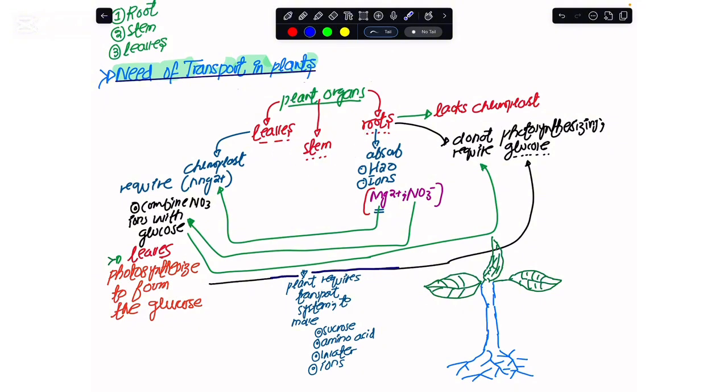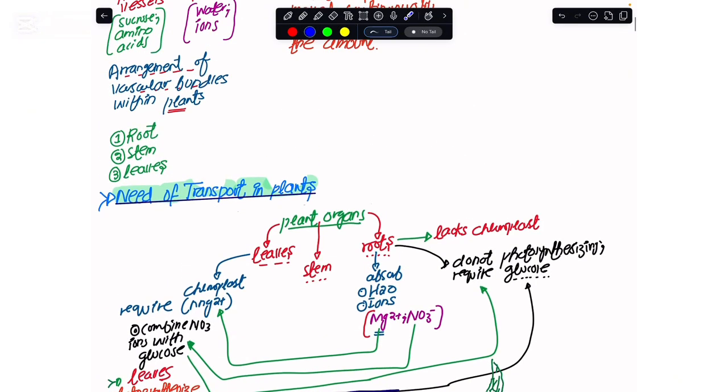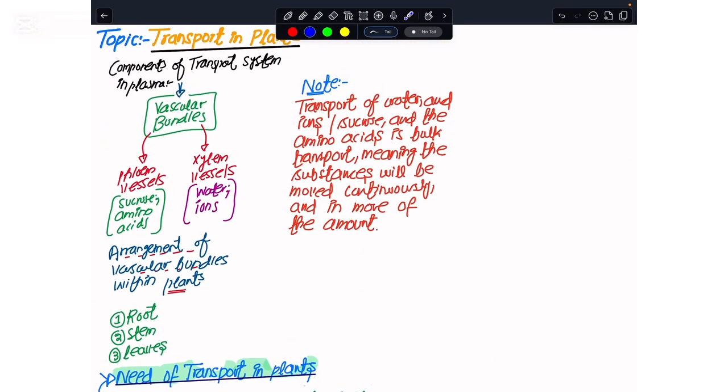So this is why we need to have a transport system in the plant. Now, from the paper point of view, we must be very clear about how these vascular bundles that we have in the plants are arranged in the roots, in the stem and in the leaves.